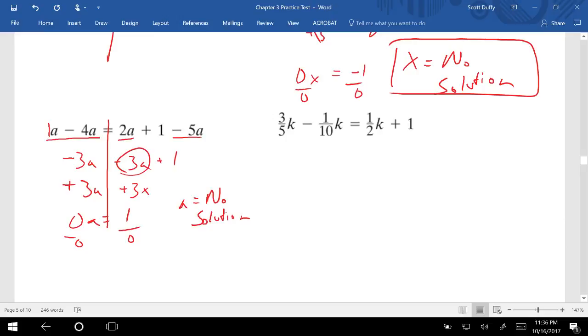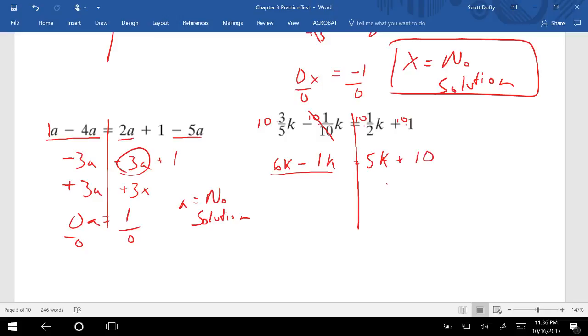Alright, so for this one, I see my least common denominator is 10. Because 5 goes into 10, 2 goes into 10, so I'm going to multiply everything by 10. That's just the easiest way to do it. So 10 times 3/5 is going to be 6, and I still keep the k. 10 times 1/10, well, that crosses the 10s off, and I still have this negative 1k. 10 times 1/2 is 5. Still have the k. And then plus 10 times 1 is adding 10.